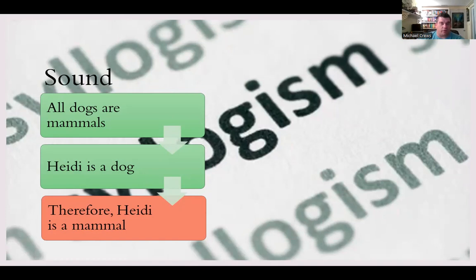And so this is what we call sound. It follows the form, the structure, and it creates a truth-preserving syllogism. Now, you'll also see in the chapter, we try to create moral syllogisms as well. We try to use this structure to make a moral syllogism to preserve a moral truth.